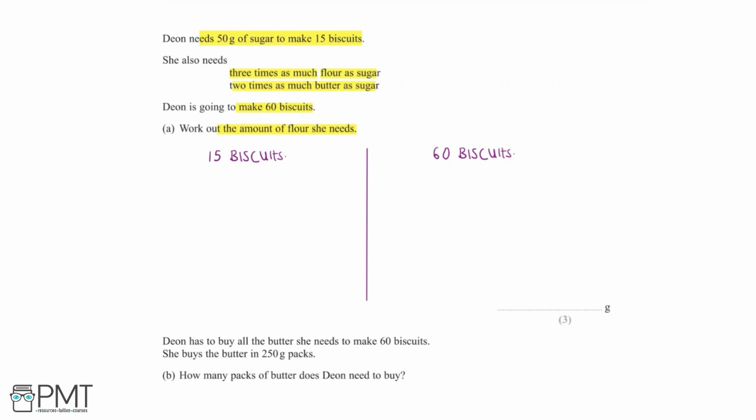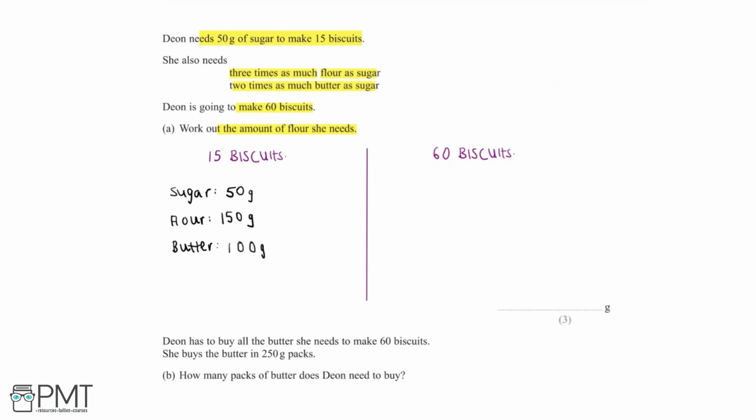We can start by working out the amount of sugar, flour and butter that Dion needs to make 15 biscuits. We're told that she needs 50 grams of sugar. If she needs 3 times as much flour as sugar, the amount of flour she needs is 50 multiplied by 3, which is equal to 150 grams. We're told that she needs 2 times as much butter as sugar, and so the amount of butter she needs is 50 multiplied by 2, which is equal to 100 grams.